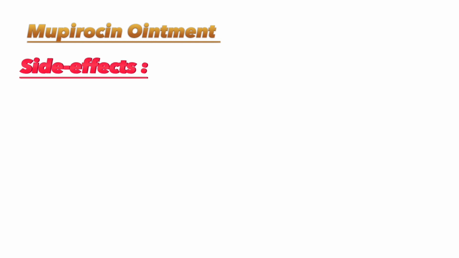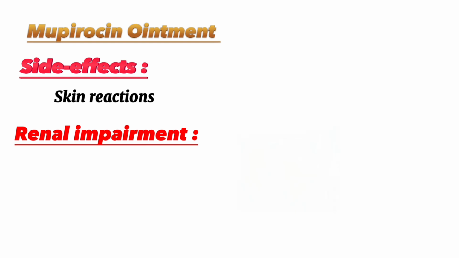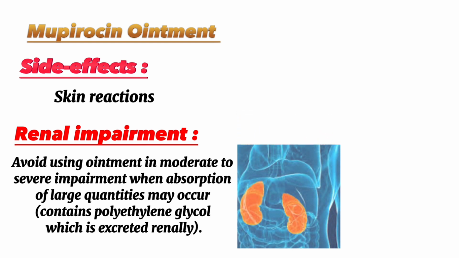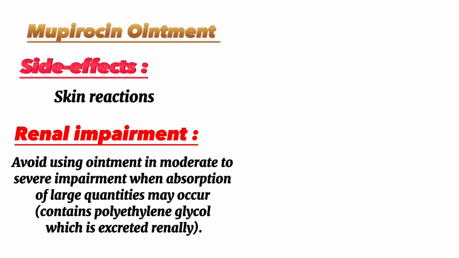Side effects of mupirocin ointment: skin reactions. In renal impairment patients, use of mupirocin: avoid using the ointment in moderate to severe impairment when absorption of large quantities may occur. It contains polyethylene glycol, which is excreted renally.